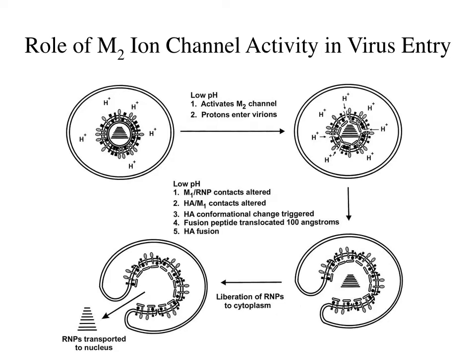So this is an extra step. You have the interior of the virion also becoming acidified, not just the external part of the endosome around it. So it's like a two-step process of acidification.